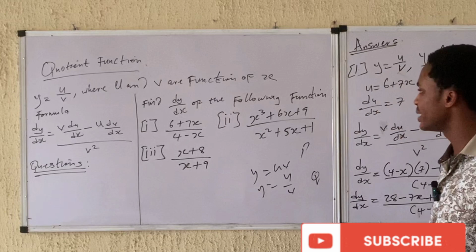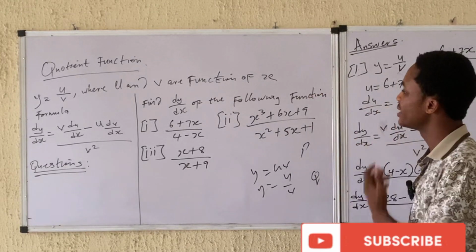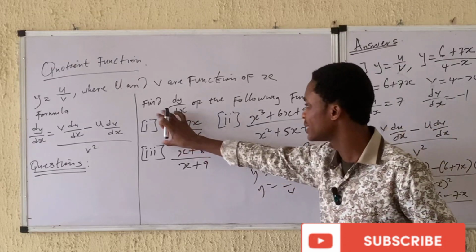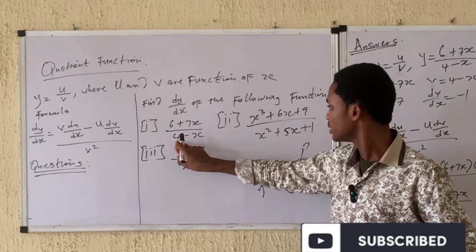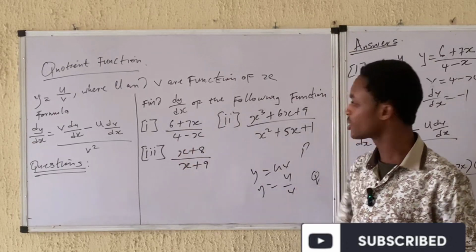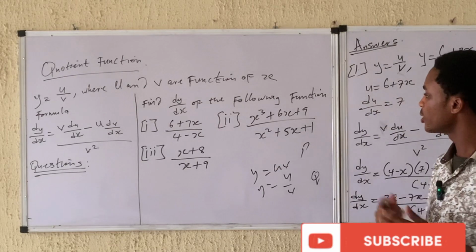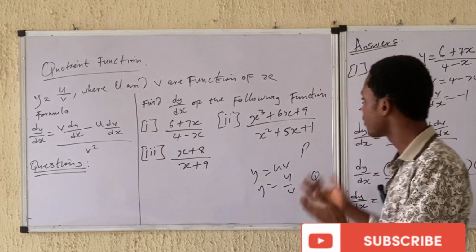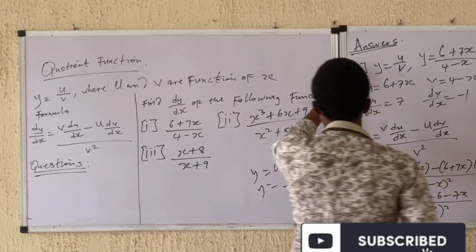Questions: find dy/dx of the following functions. Question 1: 6 plus 7x all over 4 minus x. Question 2, the same. Question 3, the same. Now we are going to use this formula to solve the questions displayed on the board. Now, solving question 1.